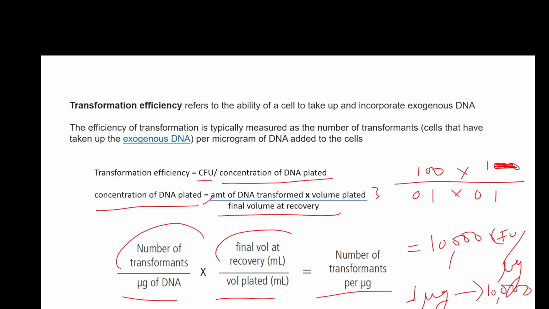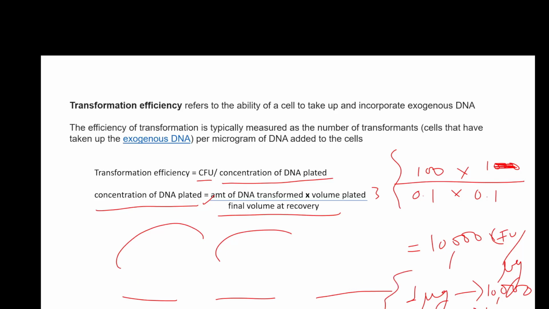If you are transforming 0.1 microgram and plating the entire thing, then you will get 1,000 colonies. But here in this case, even though 0.1 microgram has been transformed, only 100 microliter of it is plated. That is why 100 colonies were obtained. So this is the calculation.